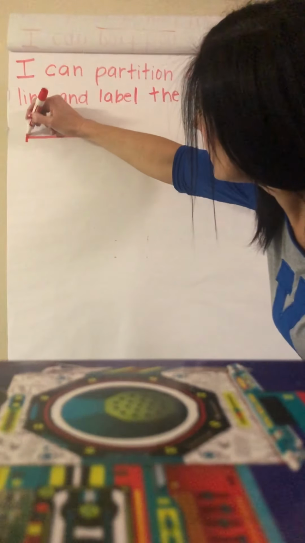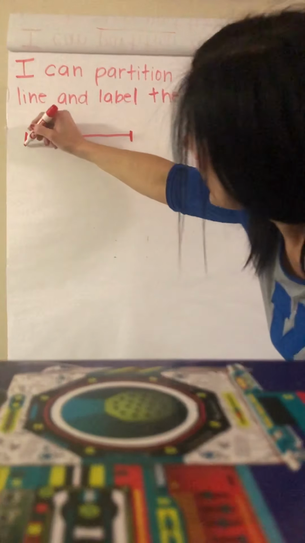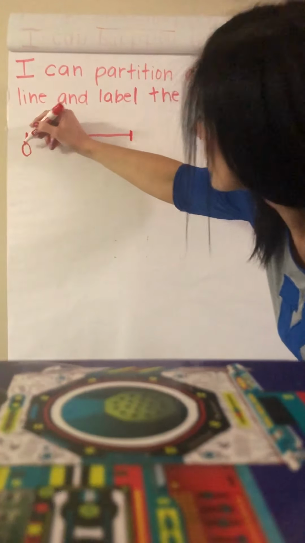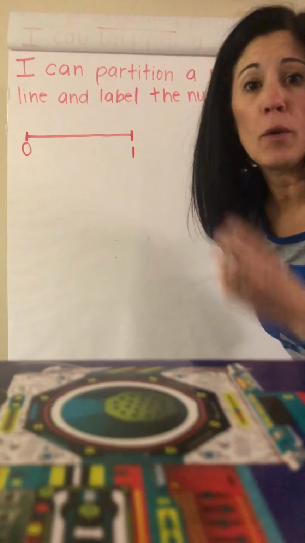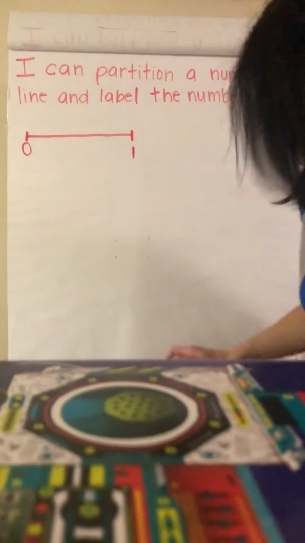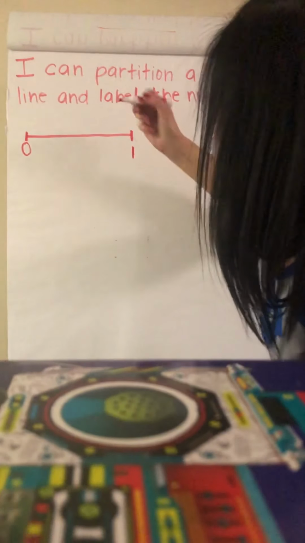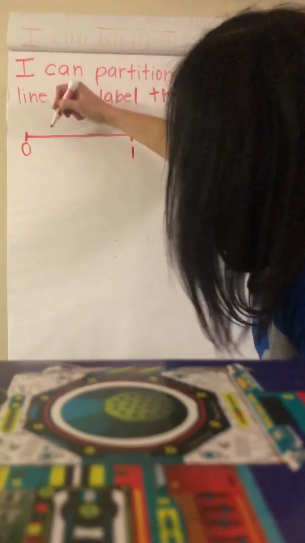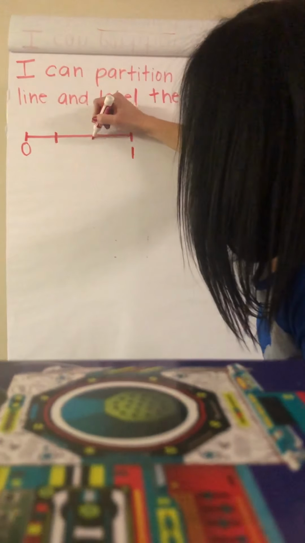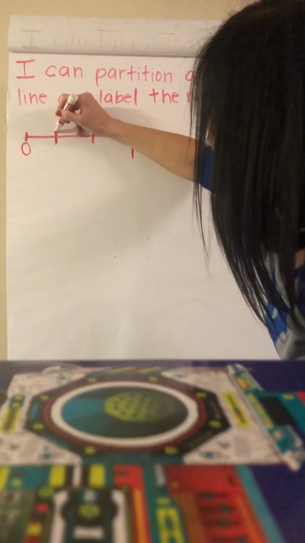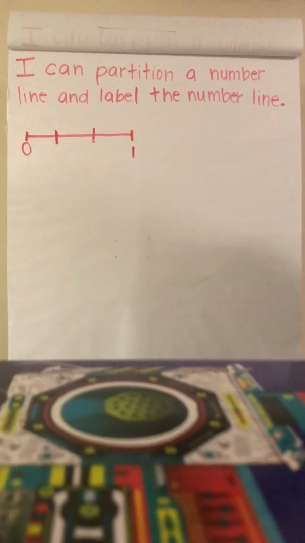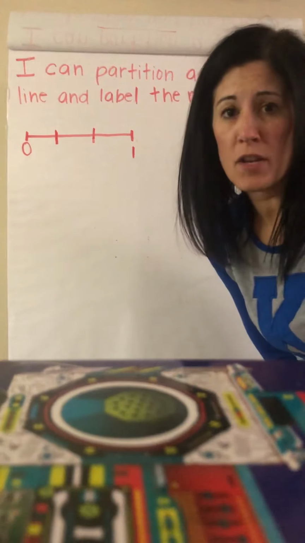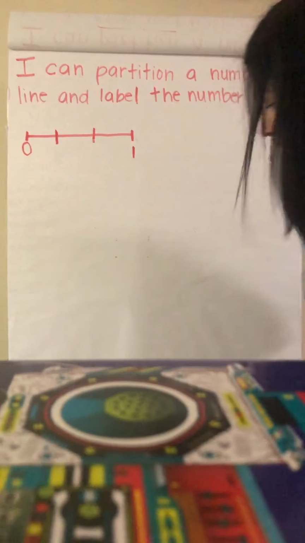So I'm going to mark my endpoints. Remember, I am at 0 because I have nothing. And then we're going to go to 1. Okay. So, we're going to break this line into 3 equal parts, or thirds. Okay, so I'm going to do the best I can to kind of mark that off. So we'll put a line here, and then we'll put a line here. Okay, so I've made 3 parts. 1, 2, 3. Now, let's look at how to use fractions to actually label this number line.